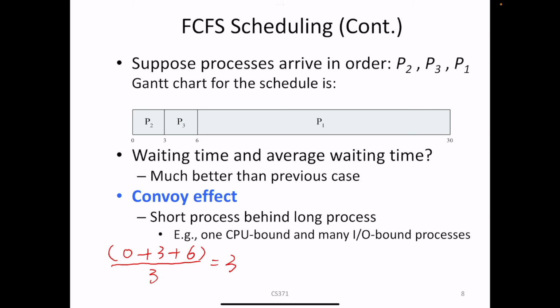Another example is that we have one CPU bound process and many I/O bound processes. For the CPU bound process, the main task is computation, which means the CPU bound process will occupy the CPU for a very long time. For the other I/O bound processes, the main task is doing I/O. They only occupy the CPU for a very short time. If the CPU bound process arrives first, all the other I/O bound processes will experience the convoy effect.